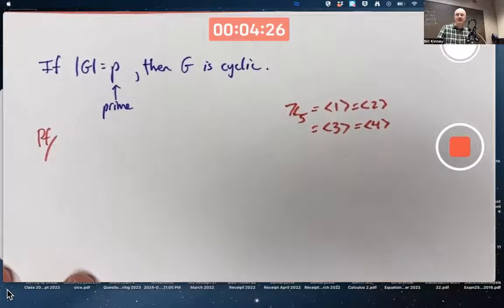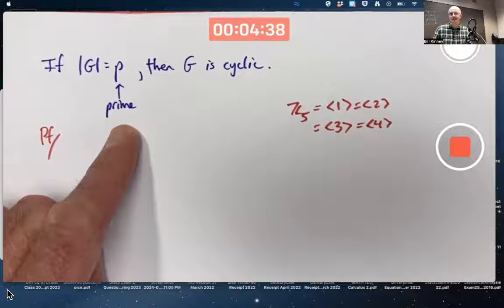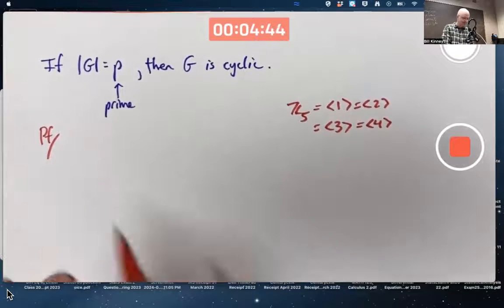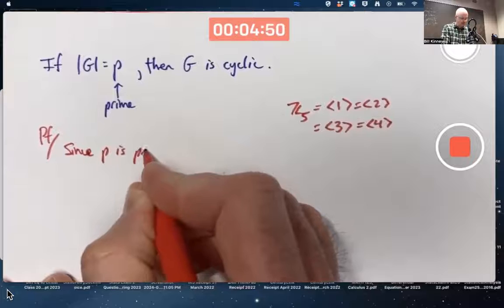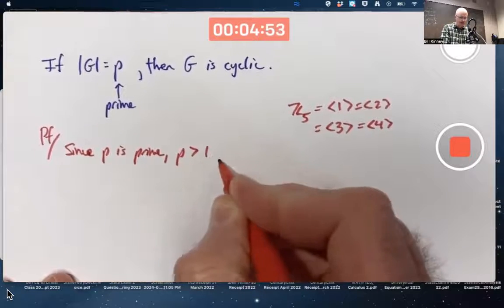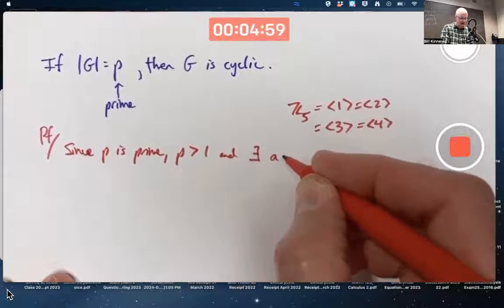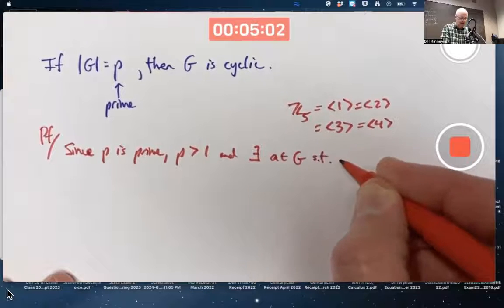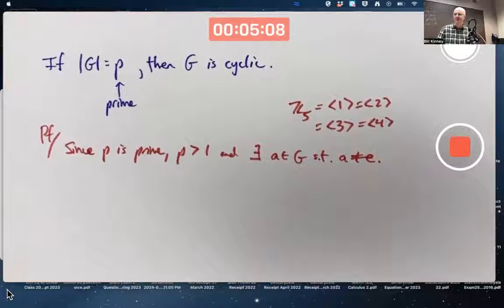So it probably doesn't matter what non-identity element we pick. Yeah, that's definitely the case. And you can pick a non-identity element in the first place because prime numbers are bigger than 1, starting with 2, etc. If P is prime, it's bigger than 1. If you want to be extra careful, we could say since P is prime, P is bigger than 1, and there exists a non-identity element in G. There exists an A in G such that A is not the identity. If we want to be extra picky about how we say things, we could say that here.